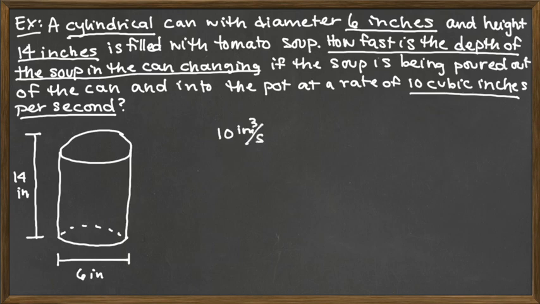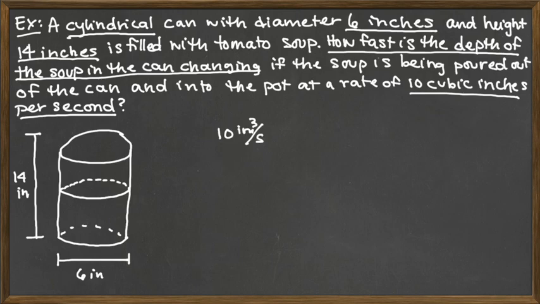Okay. So we want to figure out what is it that's 10 cubic inches per second. And right now we don't even have any variables at all to work with. So when we're looking at a cylinder, we typically have a radius and a height that describes the cylinder. We're not actually interested in how the can would be changing because it's not changing. But we know that the amount of soup that's in the can is changing.